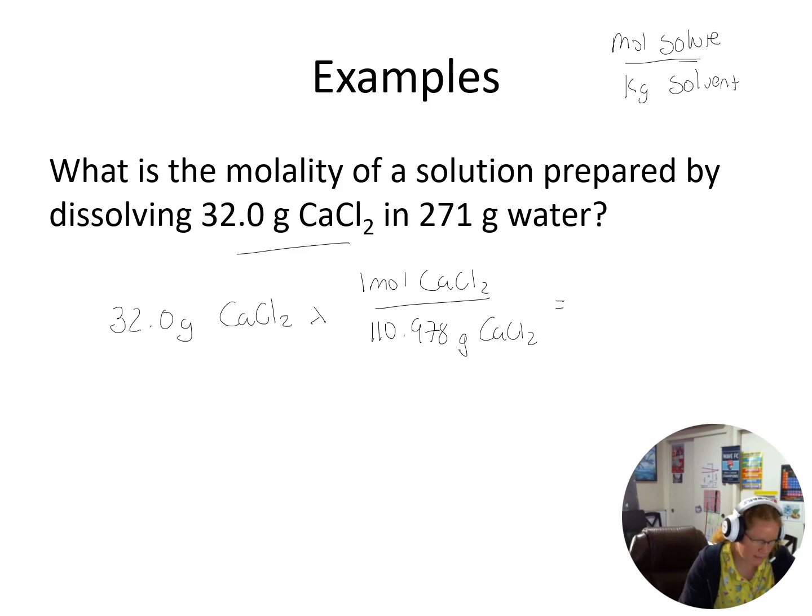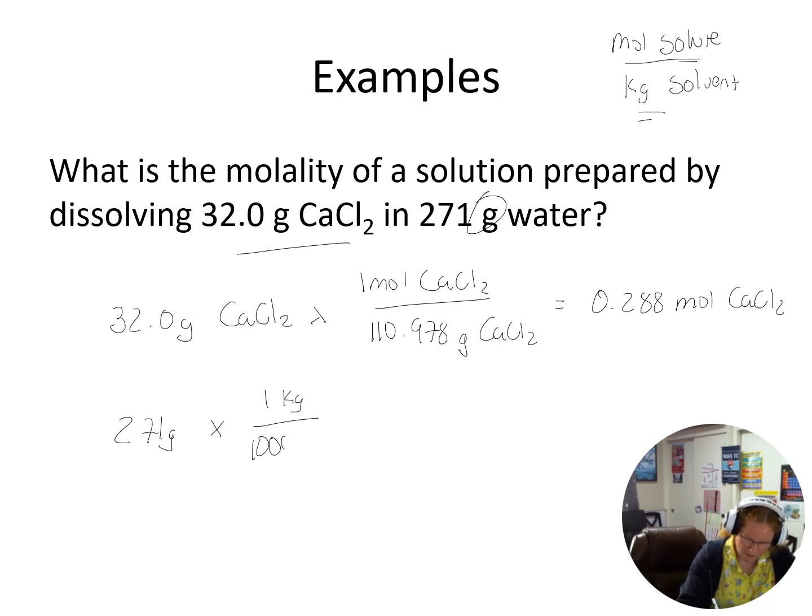Okay, we're going to get 0.288 moles. We also need kilograms, so I've got to do a conversion here. 271 grams times a kilogram in 1,000 grams is going to give me 0.271 kilograms of my water.